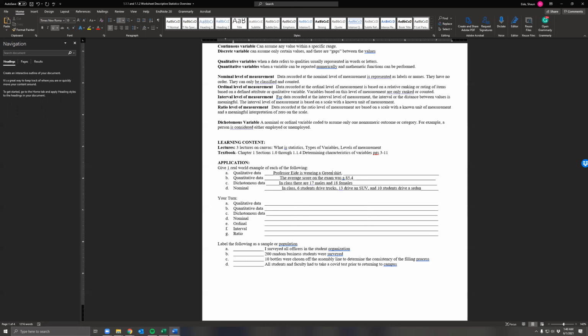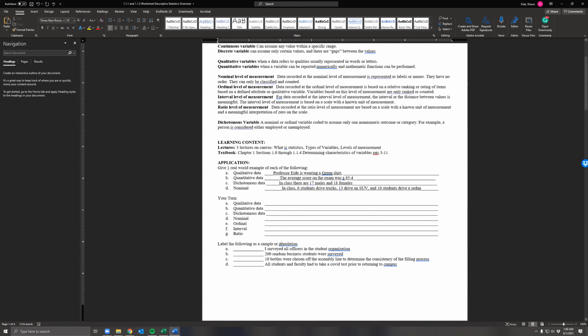Another thing, nominal. In class, 6 students drive trucks, 13 drive SUVs, and 10 students drive a sedan. And so that's nominal. Notice that there's no rank. You know, trucks don't come before SUVs, don't come before sedans. You could also say, 6 students are wearing yellow shirts, 12 students are wearing blue shirts, 3 students are wearing red shirts, and 10 students are wearing white shirts. But that's all nominal data where you can count it. And so I want you to go through and give me examples down here as well.